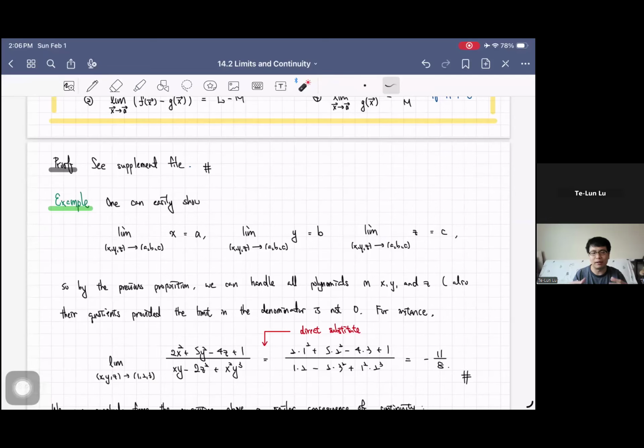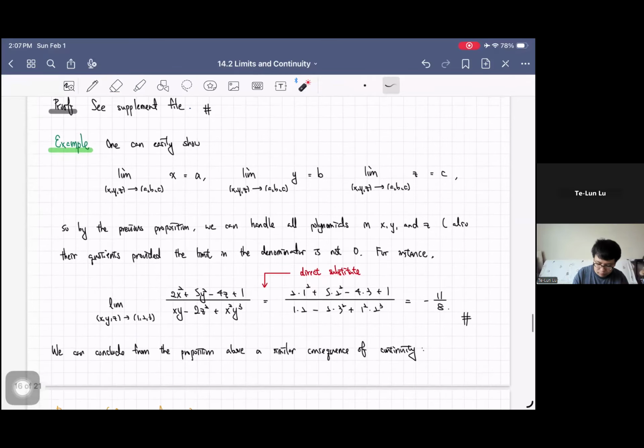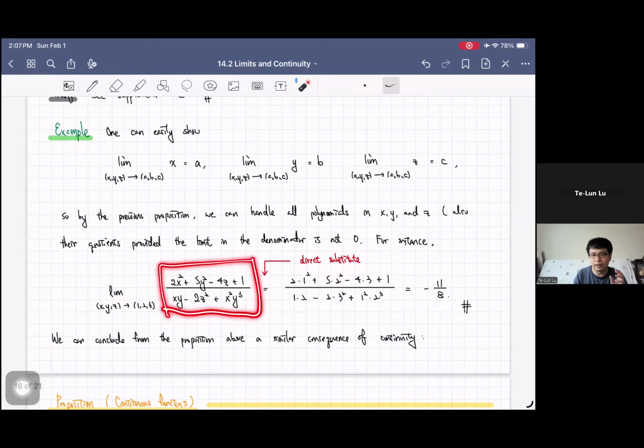So based on this, and also this whole arithmetic, we know that we can multiply x, y, and z. We can add x, y, and z. We can subtract x, y, and z. We can divide x, y, and z. As long as the denominator is not zero, those will be continuous functions. So, for example, this guy will be continuous if the denominator does not go to zero whenever x, y approach, say, 1, 2, 3. In this case, it actually does not go to zero, so this will be a continuous function. You can do a direct substitution if you want to find a limit, which gives minus 11 divided by 8, right? So for now, we have a class of continuous functions, which is polynomials and rational functions, which are quotients of two polynomials whenever the denominator is non-zero.